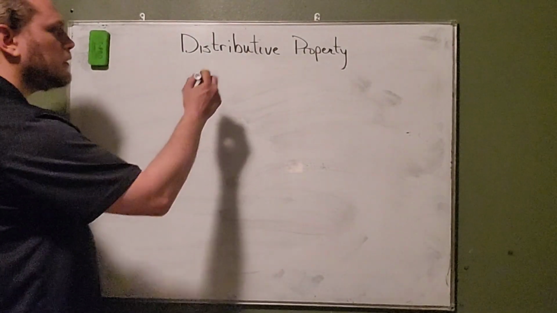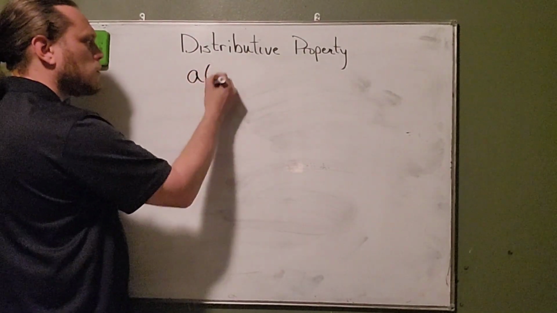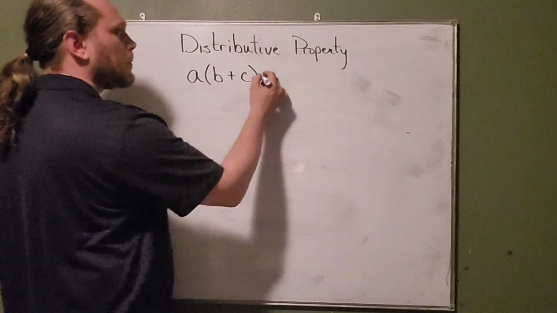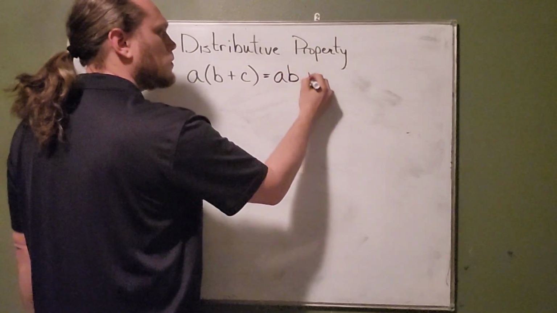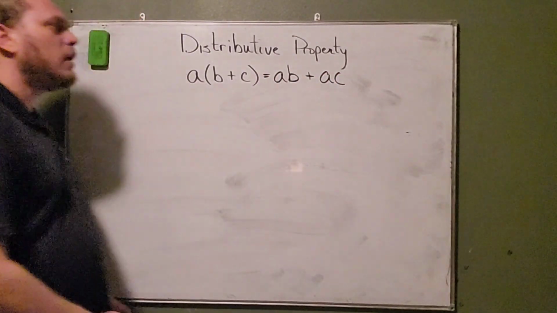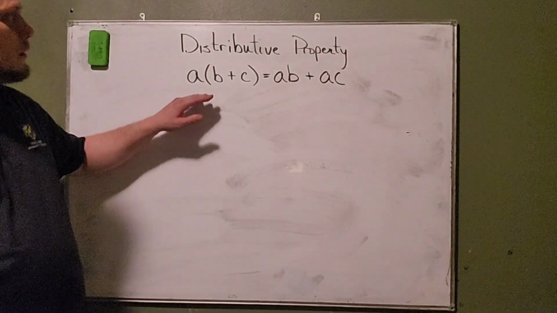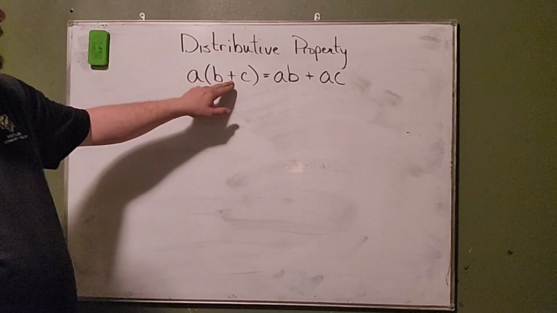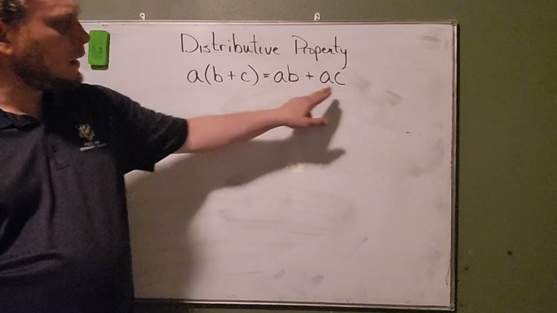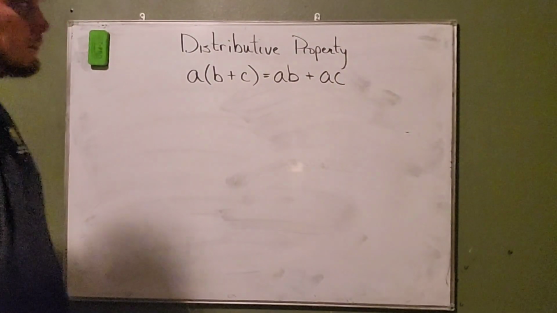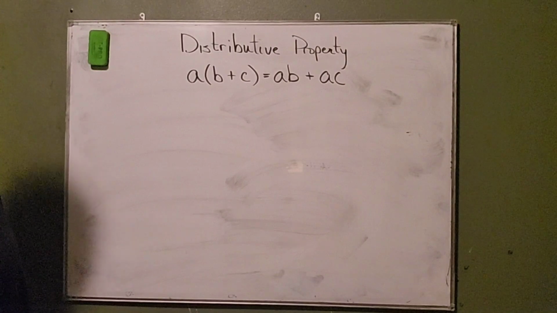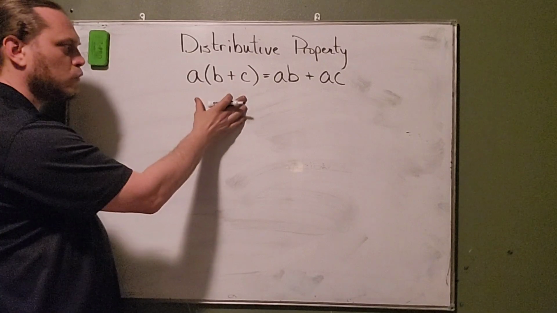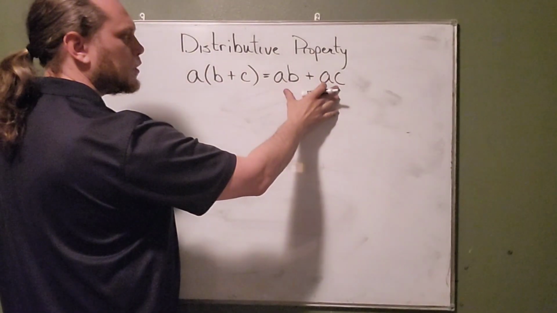The distributive property looks like this, where A, B, and C are any real numbers. And what we're saying here numerically is that A, this factor, is distributed over the sum to both B and C. So let's use a few numbers to show how this works out. We'll compute this side, and then using the same numbers, we'll compute this side.